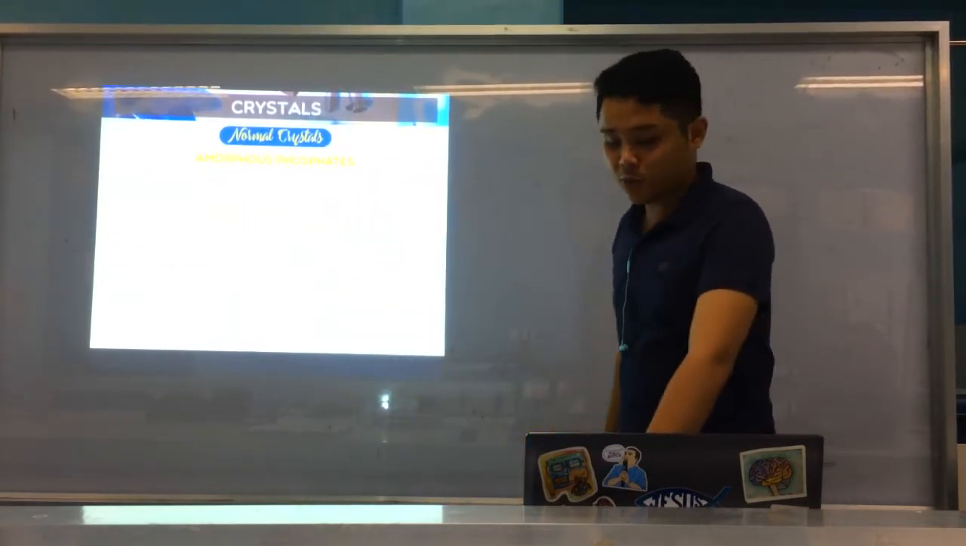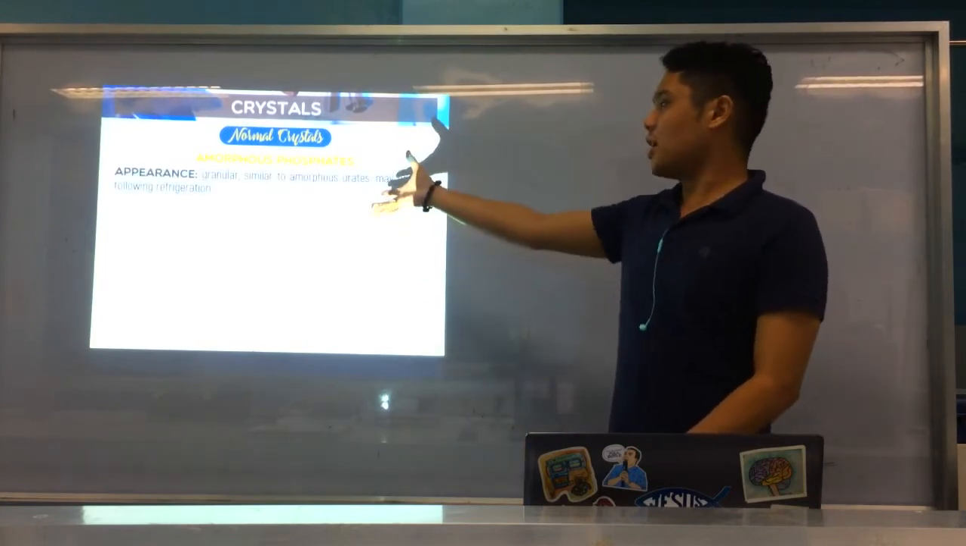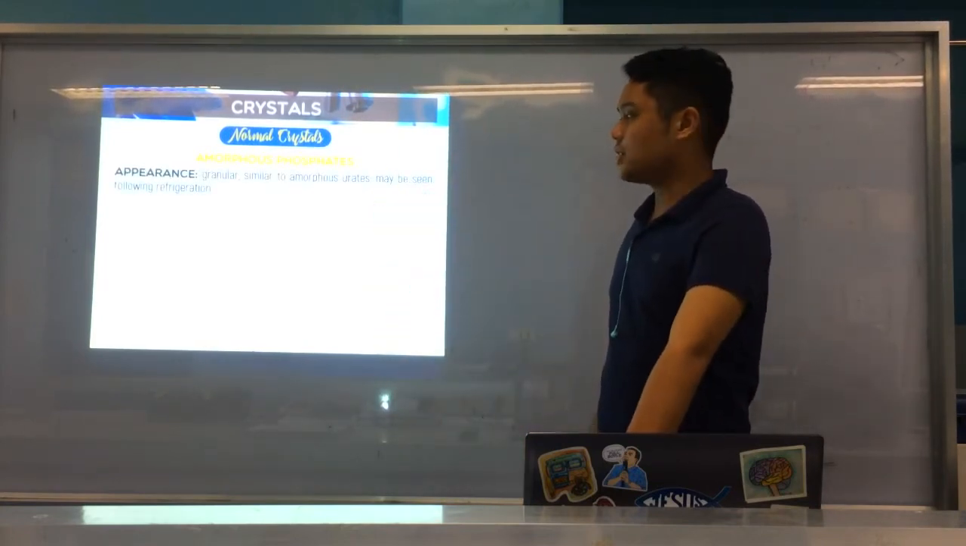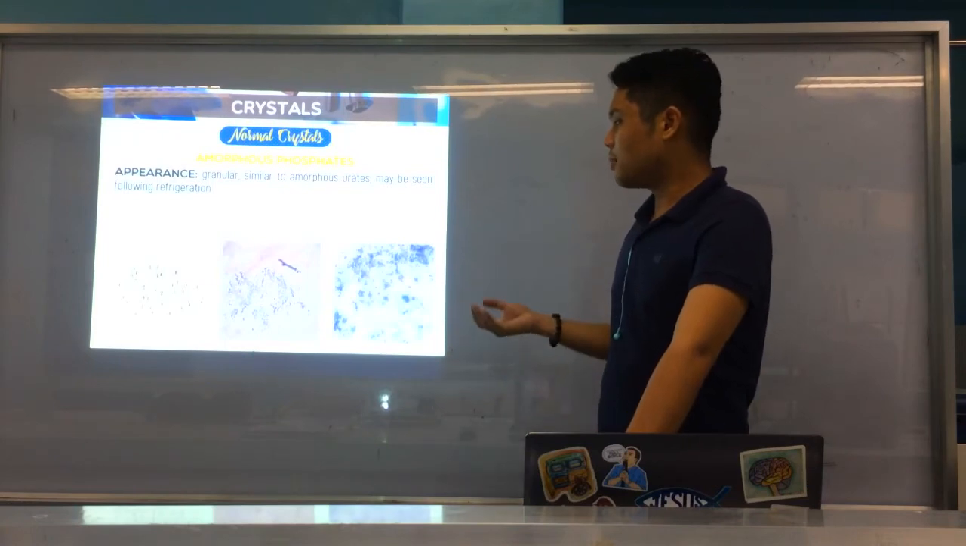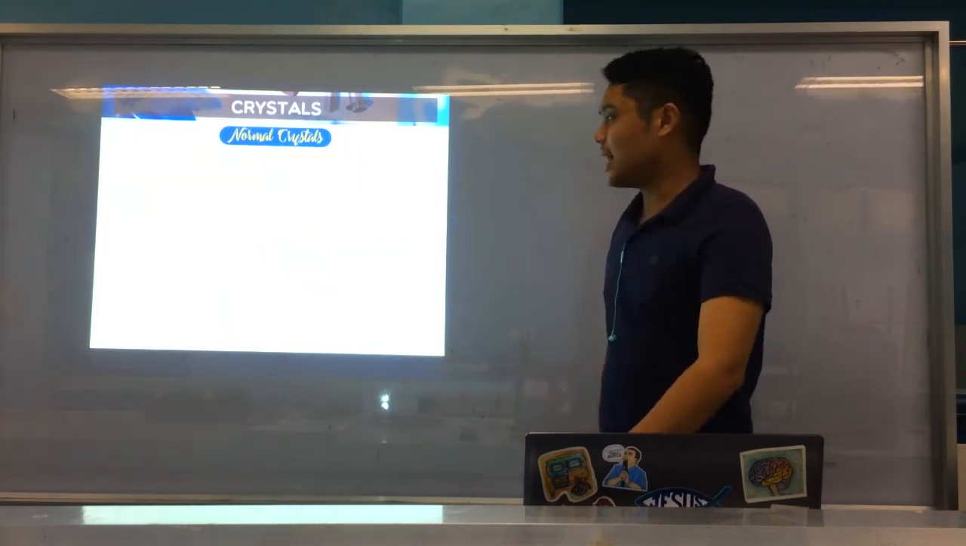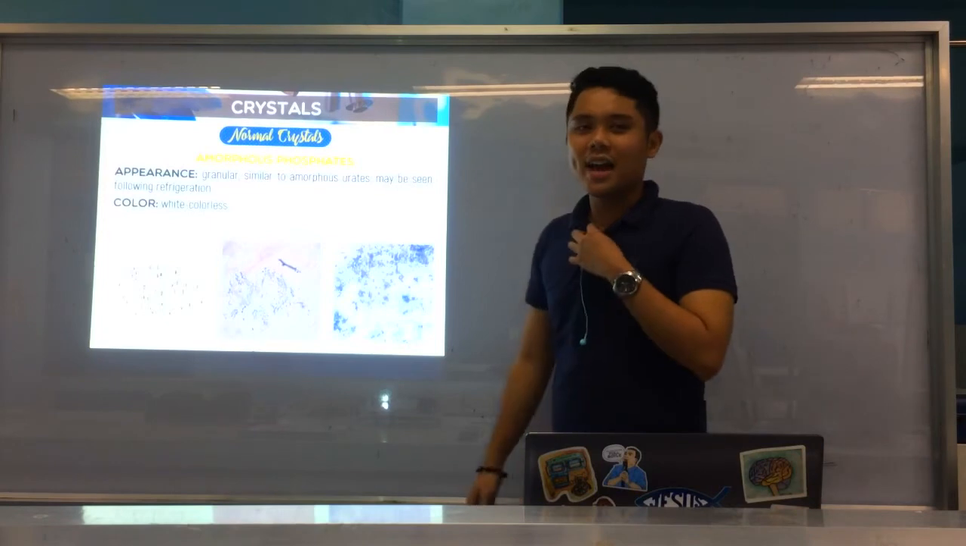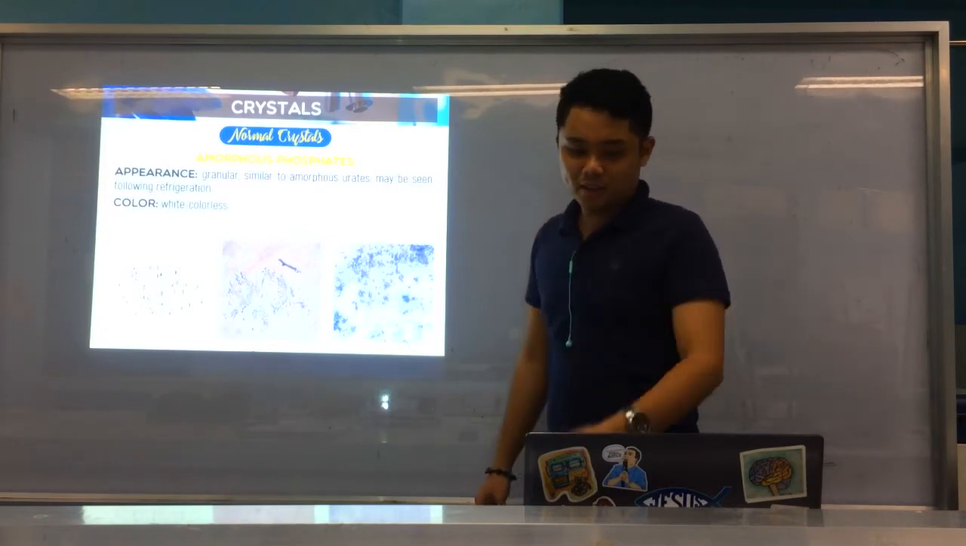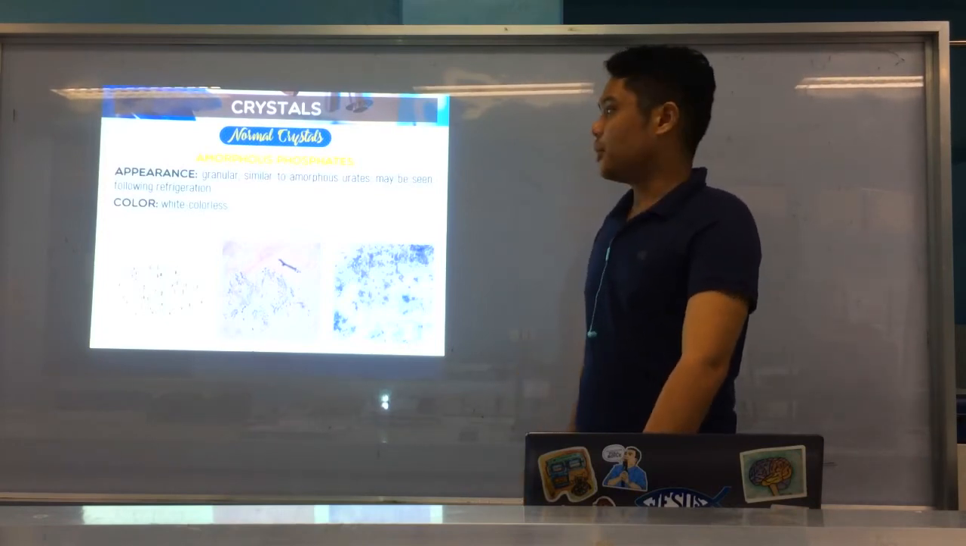First is, of course, your amorphous phosphates. Granular, and may be seen following refrigeration, still the same. It looks like a cloudy haze. White, colorless. Again, amorphous phosphates are quite a normal constituent of the urine.